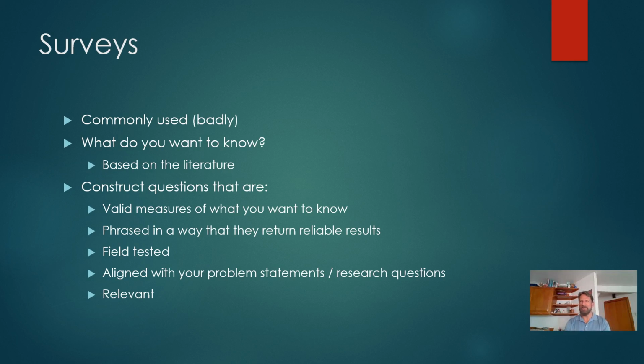And then make sure it's relevant. Don't ask questions you're not going to use. One of the things I've seen is that surveys will often ask demographic information even though it's not relevant in any way to the actual research questions. Still, there's some assumed obligation that I need to know the percentage male, percentage female, etc. If it's not relevant, don't ask it.